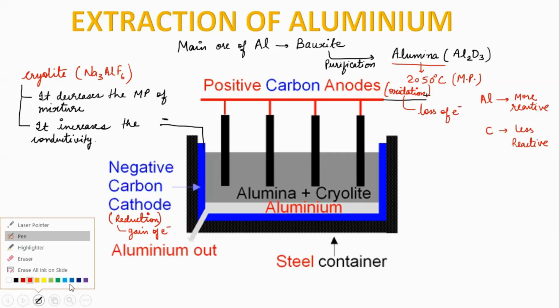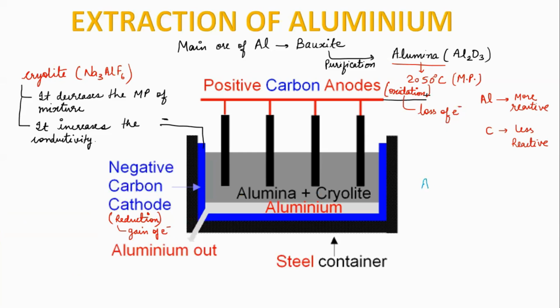If you look at the reaction at the cathode, aluminium ions, Al3+, gain electrons and it is deposited at the bottom because the floor lining is made up of carbon cathode. So if we write the reaction at the cathode, it is Al3+ will gain 3 electrons and forms aluminium.